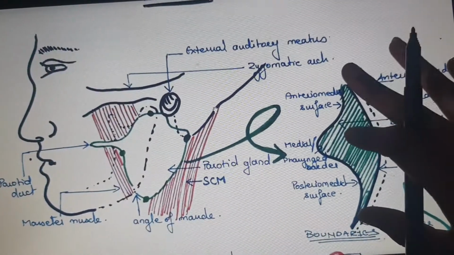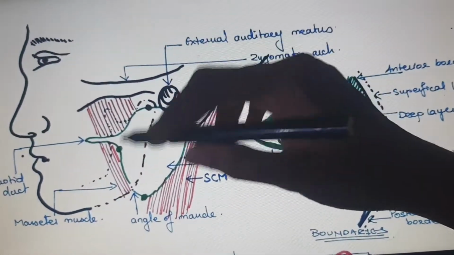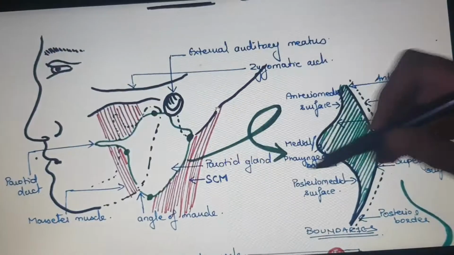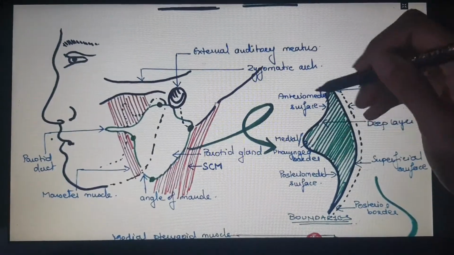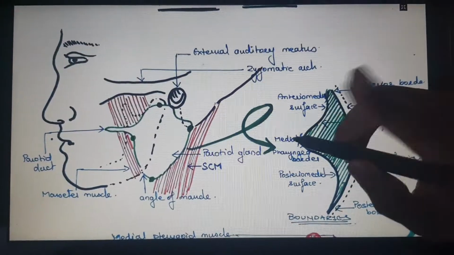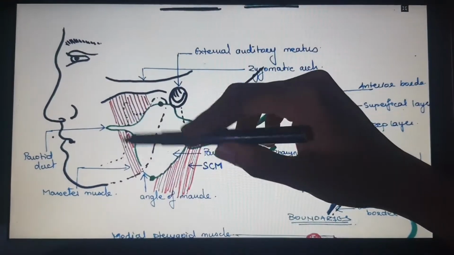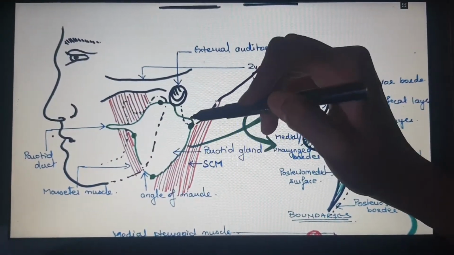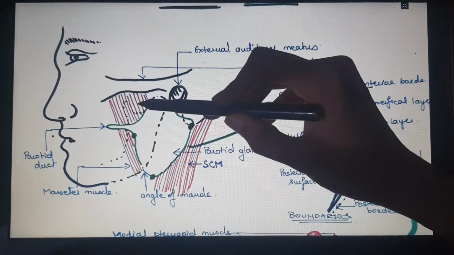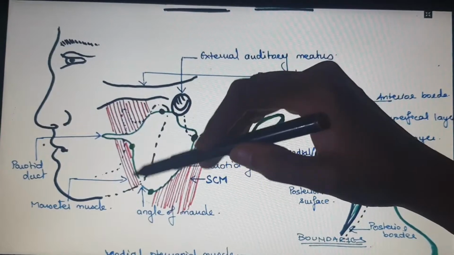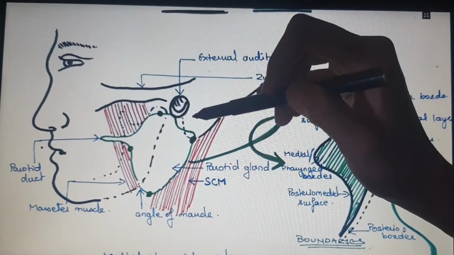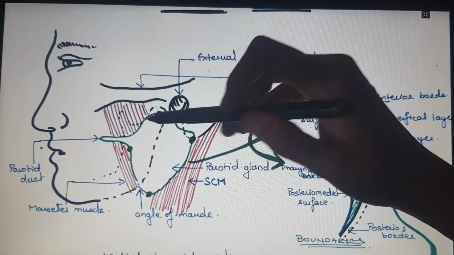So let's go to the boundaries. As you have learned about the surface markings, it will be easy for you to learn the boundaries as well. Now, while learning the boundaries of the parotid gland, just remember this, that this parotid gland is an inverted triangle. So the base is at the condyle and the apex is at the angle of the mandible. So you can appreciate it as an inverted triangle or inverted pyramid.